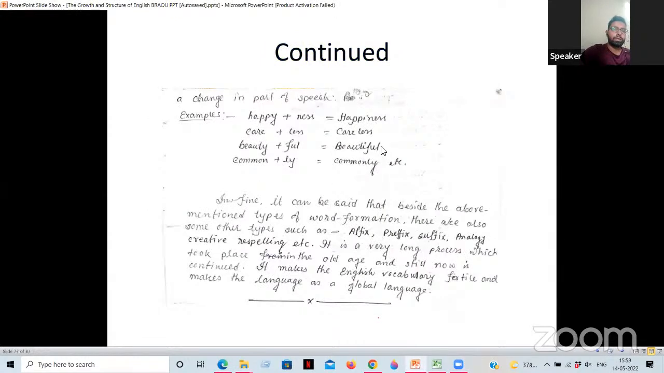Here are some examples: happy plus ness is called happiness, care plus less, careless, beauty plus full, beautiful, common plus ly, commonly. So these are some of the derivations. These are nothing but affixes, prefixes, suffixes. All these things are part of word formation. They help to make different words. Is it clear to you?